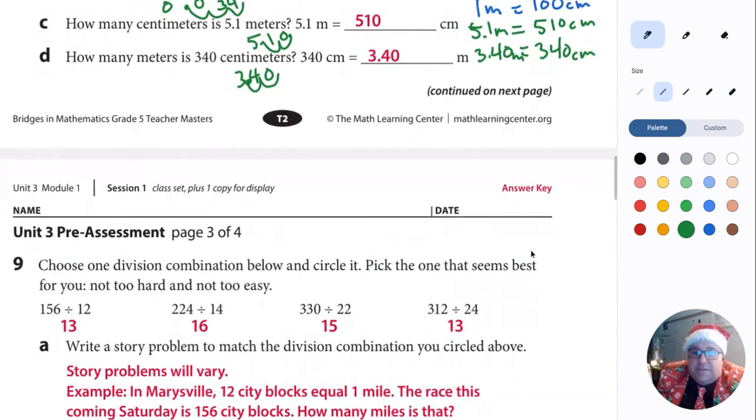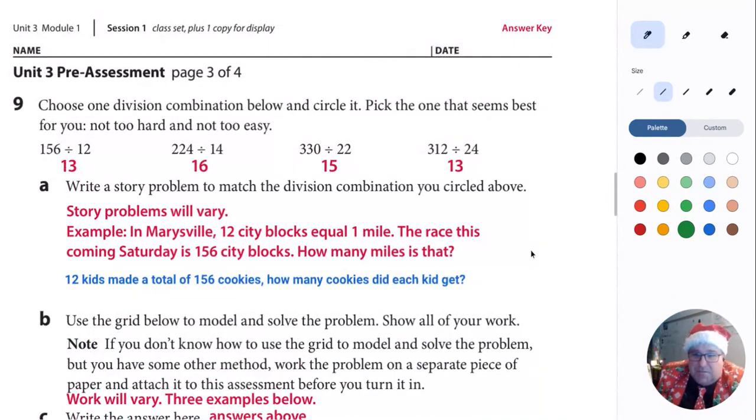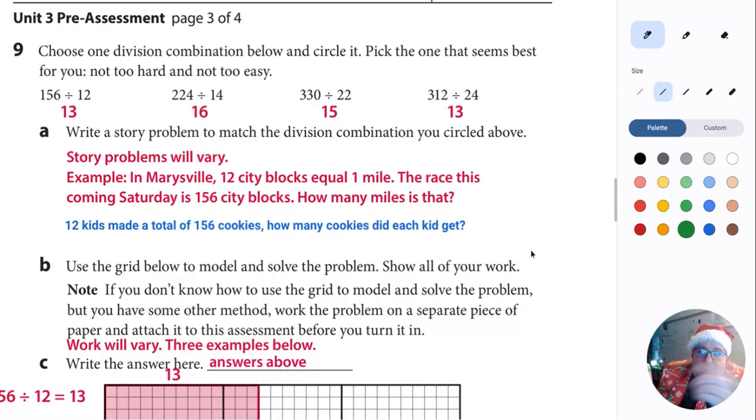All right, the rest of this might look like a lot. There's only 2 more questions, guys, really. Number 9 is choose one of these to do. So there are 4 different division problems. There are no remainders. First, it says just come up with a story problem. Have some fun. The example: in Marysville, 12 city blocks equals 1 mile. The race this Saturday is 156 city blocks. How many miles is that? Okay. Something a little simpler might be, there were 12 kids. They made a total of 156 cookies. How many cookies did each kid get?